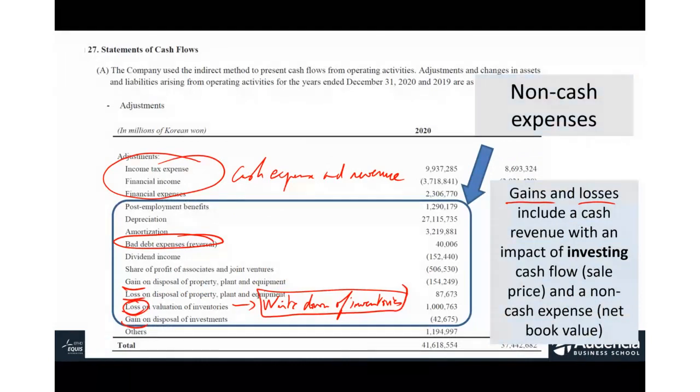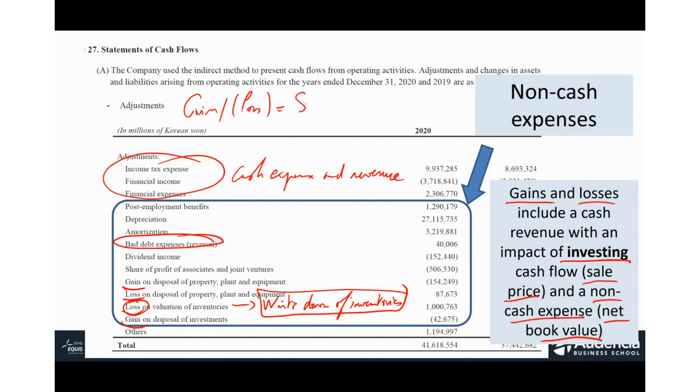For the rest, the gain or loss on non-current assets, we eliminate all the gain because one part is the sale price, which is in the investing activity, and the other part is the non-cash expense, which is the net book value at the moment you sell it. So the calculation of the gain or loss is equal to the sale price minus the net book value, the value visible in your balance sheet, or net carrying value. When you see the term carrying value or book value, it means the accounting value, the value in your balance sheet.